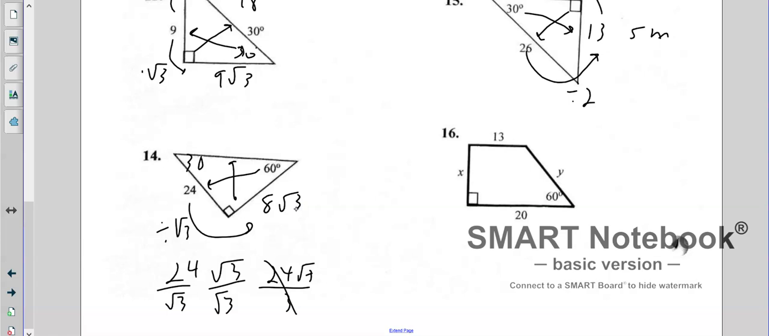Now, going from the smallest side to the hypotenuse, remember, we just double, and we only do outside times outside. So 2 times 8 is 16. The radical 3 stays radical 3.